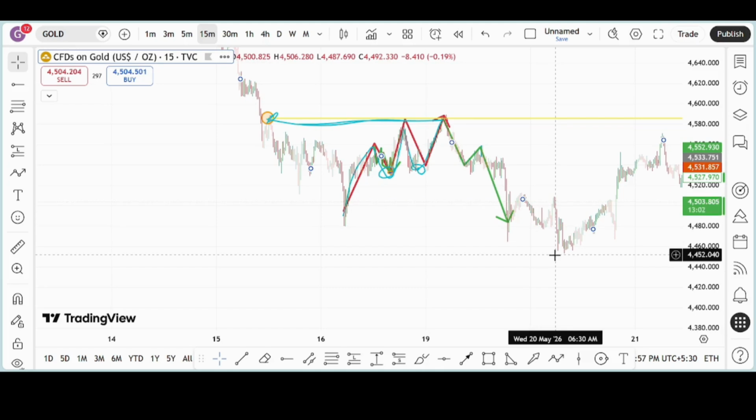Now, quickly revise today's concepts. Internal liquidity means small liquidity inside the current structure, and external liquidity means major liquidity outside the structure. The market often sweeps internal liquidity first, then price targets external liquidity. External liquidity contains bigger order pools, okay, and external liquidity often acts like a magnet for the price.